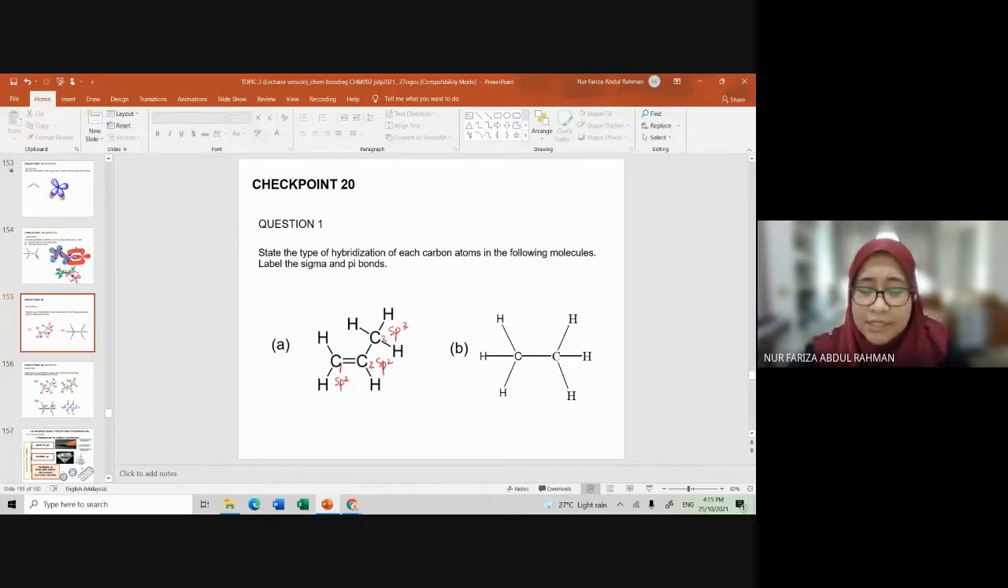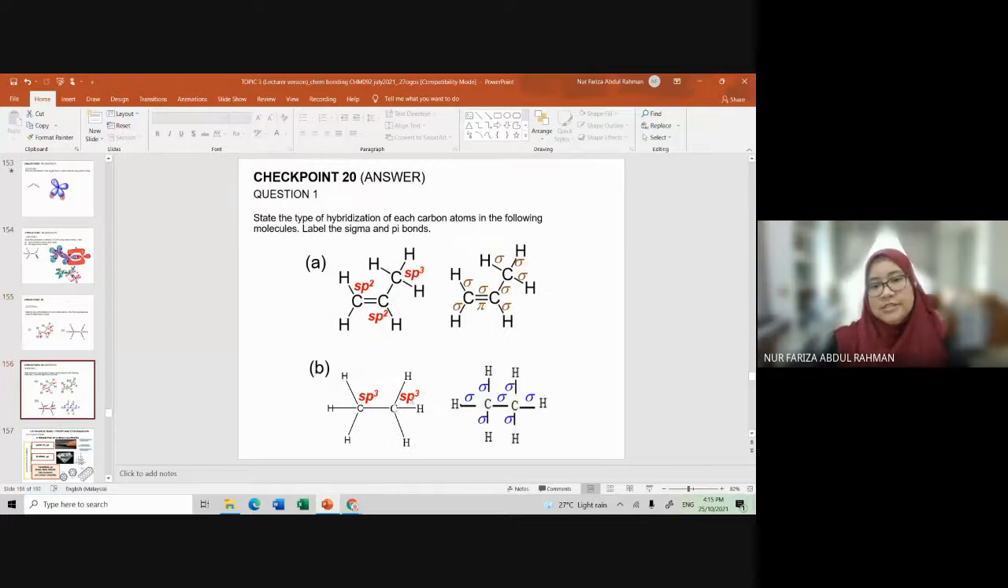Okay, alright, B. B ni rasa macam tak nak buat sebab senang sangat lah. Jom. And you have to label the sigma and pi bond. All the single bonds would be sigma. The double bond, we would have sigma and pi bond. So we only have one pi bond and one sigma bond.